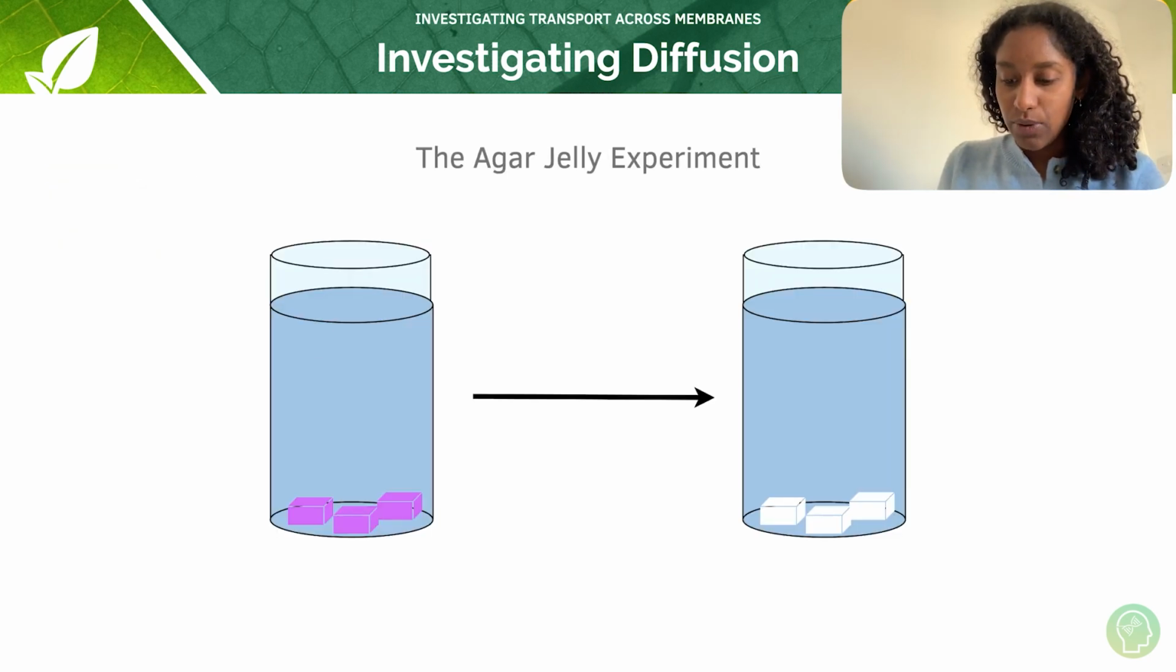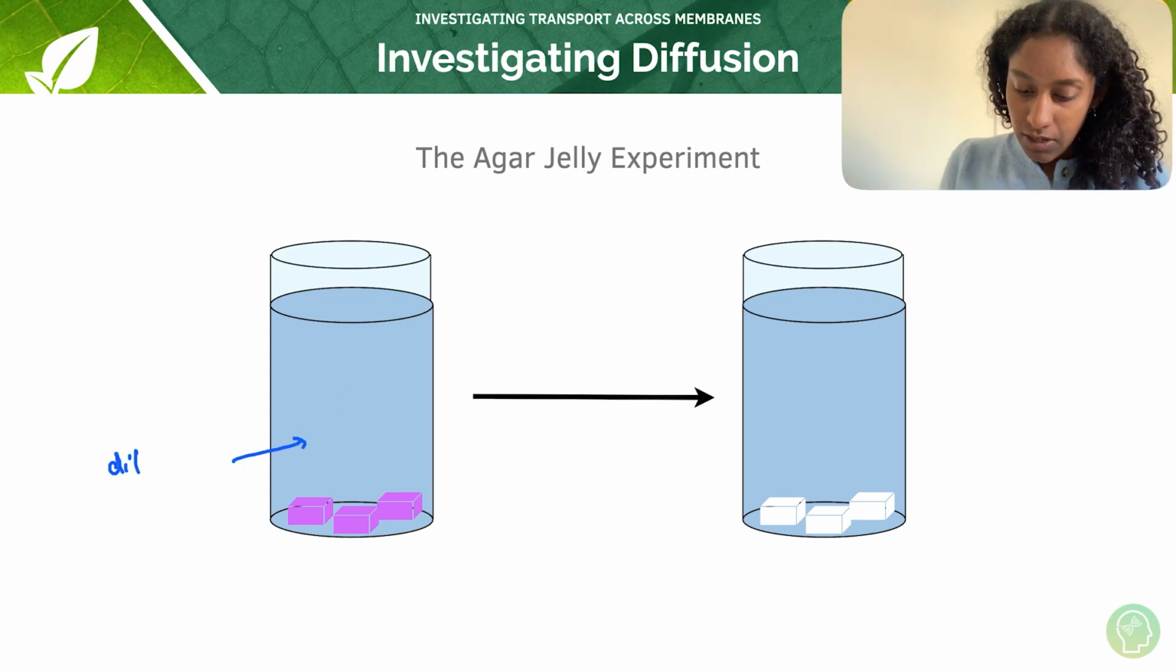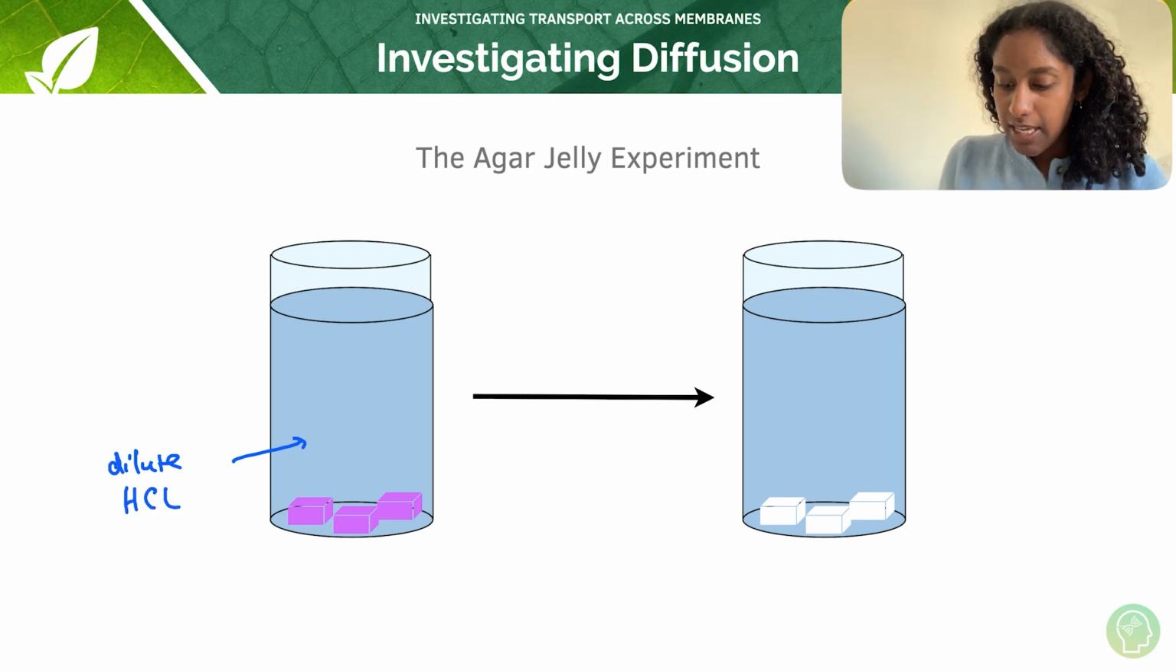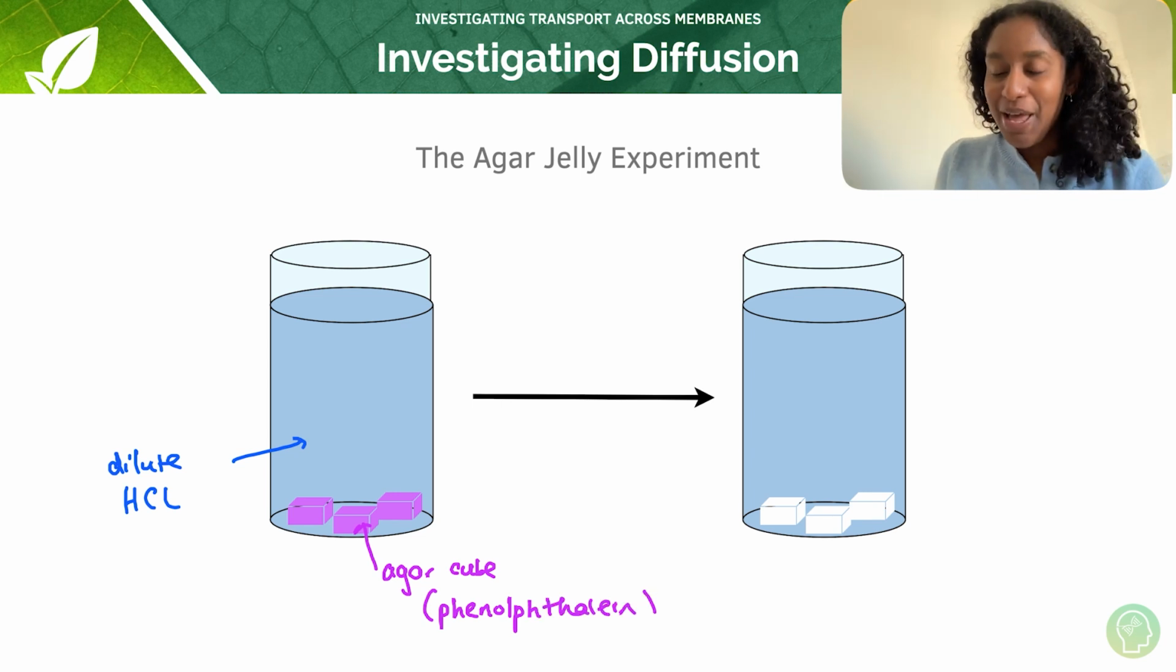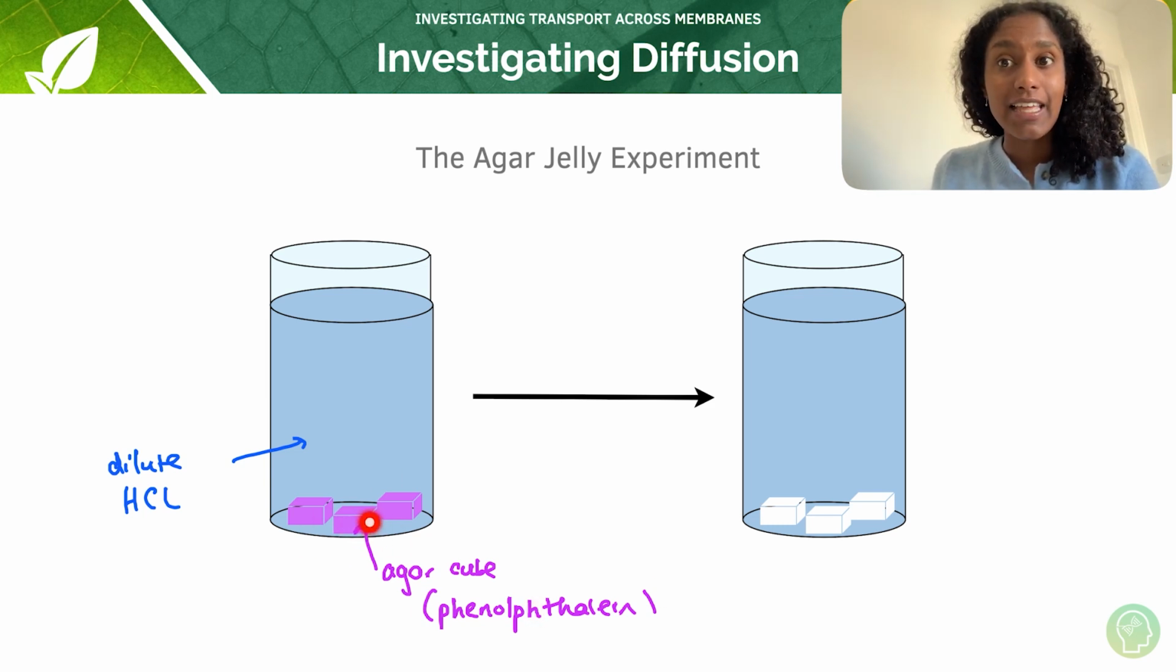So this liquid here is our dilute acid, our dilute hydrochloric acid. These pink cubes are our agar cubes, which are stained with phenolphthalein, a bit of a tricky one to spell, but phenolphthalein is going to be pink in our alkaline solution. So our alkaline agar jelly is going to appear pink because it's alkaline. Phenolphthalein is going to stain it pink.